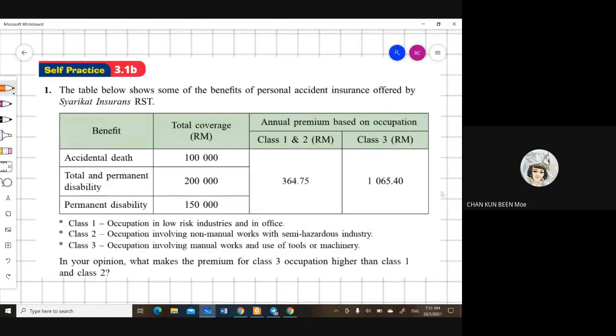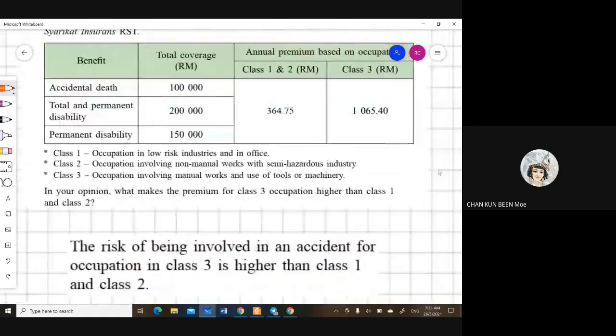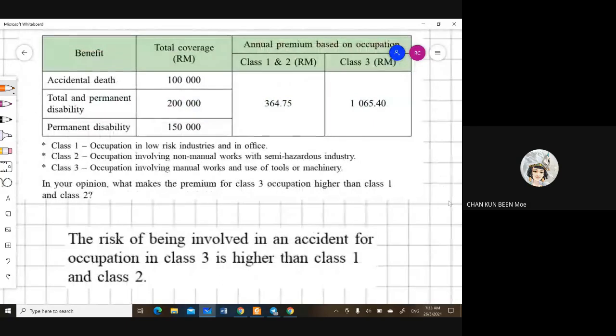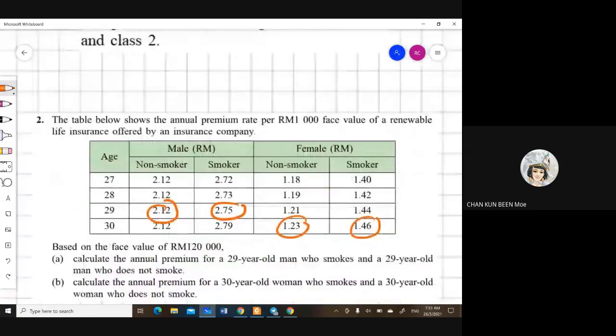Okay, so the answer you can see from the back of the textbook. The risk of being involved in an accident for occupation in class 3 is higher than class 1 and class 2. So you have to talk about the risk, okay, the risk of being involved in an accident. So that is for question number 1. This one is easy. Let's move on to question number 2 here.